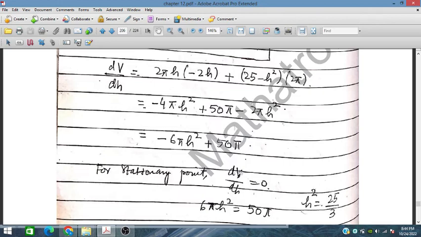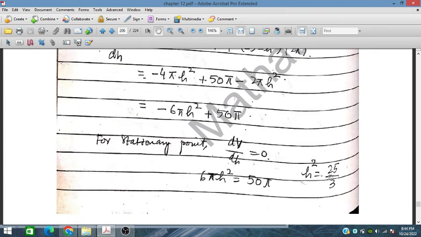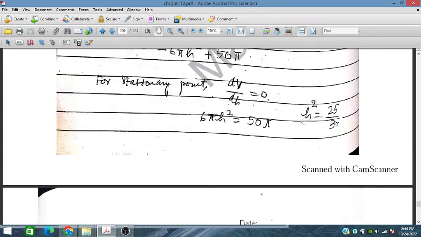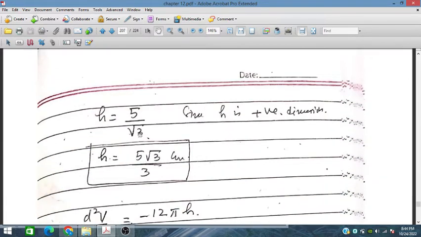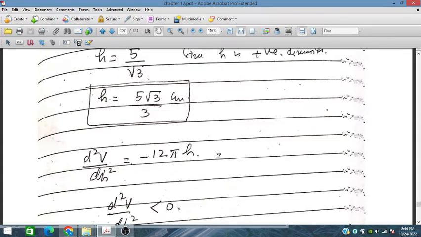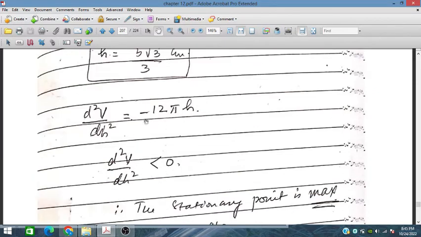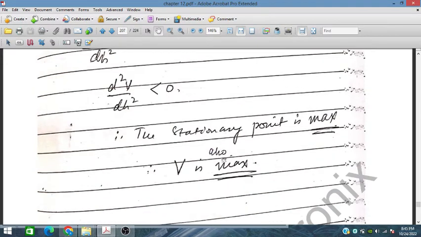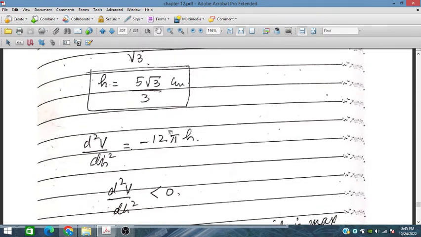For the stationary point, this is supposed to be 0. So 6 pi h squared is equal to 50 pi, and h squared is 25 upon 3. So h is equal to 5 upon root 3, which is 5 root 3 by 3. This is the height dimension of the cylinder. The second derivative is negative, so this is the maximum point that we have obtained. So the stationary point is the maximum. This was the nature of the stationary point h.